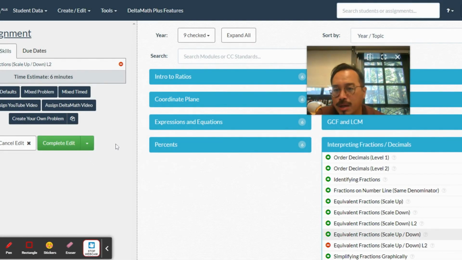Okay, now, I don't know if you've noticed. For tonight's homework, it's actually the same thing as last night. But have you noticed where it says equivalent fraction scale up down L2? L2 means level two. It actually says it here. So these are slightly harder questions. Okay, not really. All right, so let's take a look.